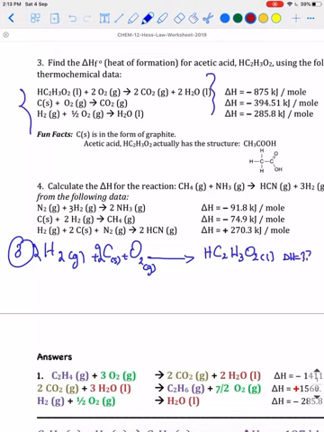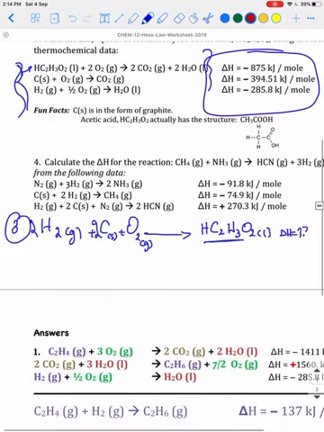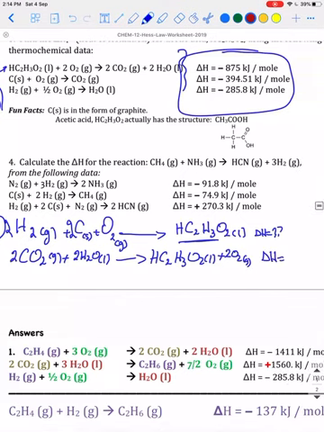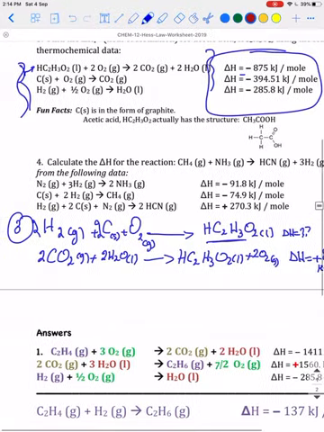This is the data given to us that I will be using. We want acetic acid on the product side. From the data we have it on the reactant side, so I will flip it. So 2 CO2 gas plus 2 H2O liquid to produce HC2H3O2 liquid plus 2 oxygen gas. Because I flipped it, its delta H value should have its sign flipped. So instead of minus, I will put plus 875 kilojoule per mole.